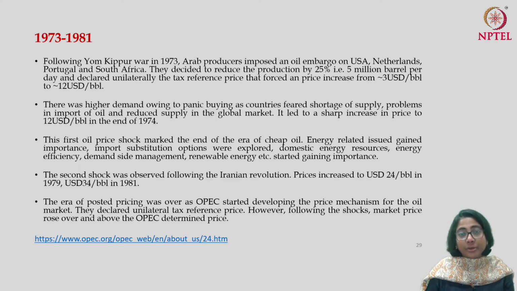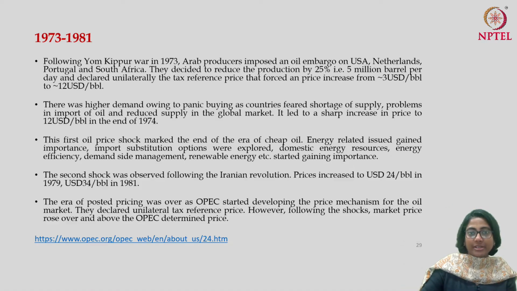Here OPEC sets up a new body to decide how they can manage the price in the world market. They started setting the price in the world market and so on. They also declared the unilateral tax reference price. However, following the shocks, the market price rose over and above what OPEC determined to be the market price. So they started having some control over the price, but this kind of situation actually overshot the price over and above what was anticipated by OPEC.